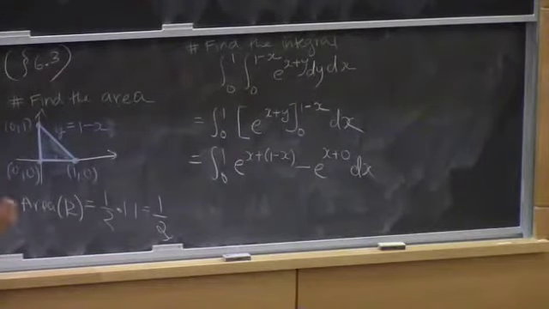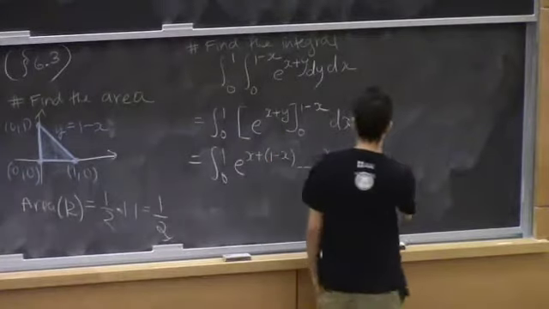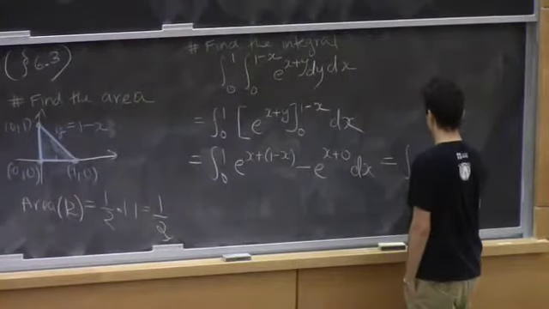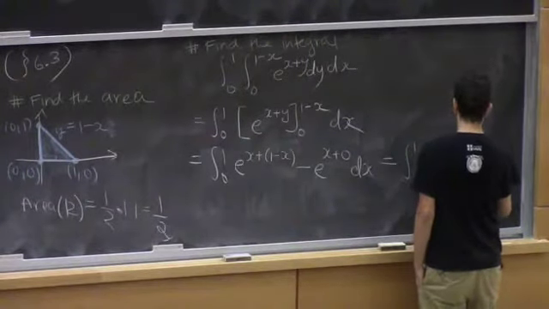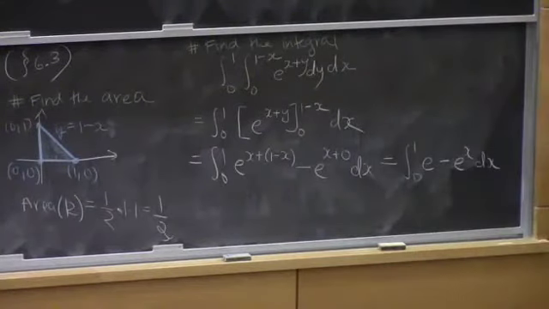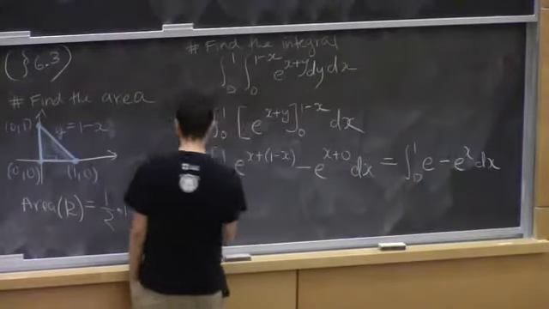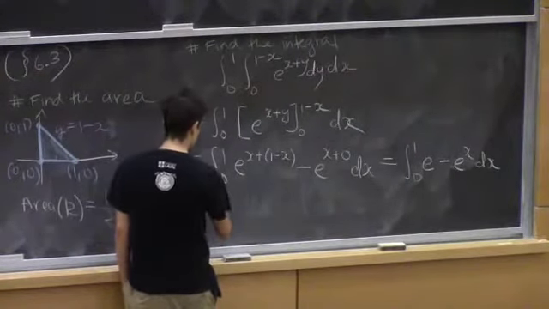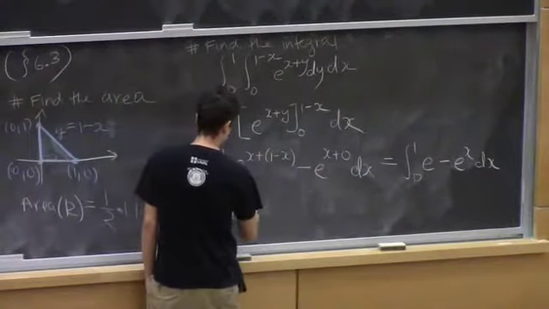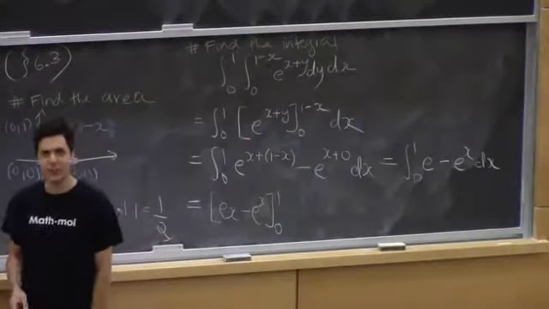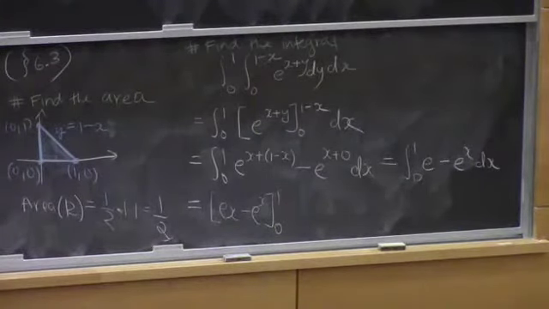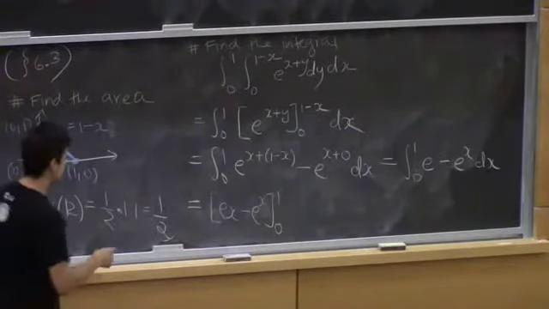Plugging in the bounds into the fundamental theorem, we get this guy. When we evaluate, we have the following confusing expression. We have e times x. Usually we have e to the power x. Now we get e times x.